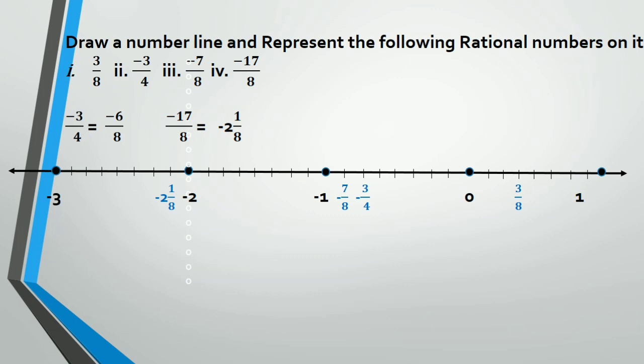Now we are going to plot minus 3 by 4. We have seen that minus 3 by 4 is equal to minus 6 by 8, which is between 0 and minus 1. So we have divided the division 0 to minus 1 into 8 equal parts, and the point which is 6th to the left of 0 is minus 3 by 4 and the 7th is minus 7 by 8. Similarly, we have plotted minus 2 whole 1 by 8, which is between minus 2 and minus 3.